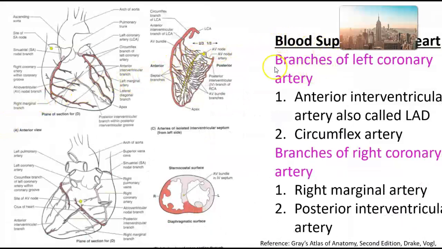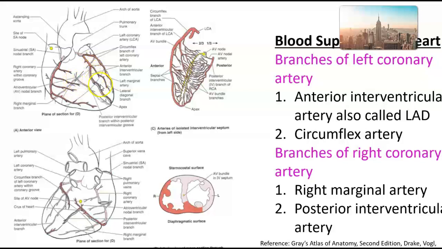Okay, so we have branches of the left coronary artery and branches of the right coronary artery. The major branch of the left coronary artery is the LAD, the anterior interventricular artery. We also have another branch, the circumflex artery, and from the anterior interventricular artery we sometimes get one or more lateral diagonal branches. From the right coronary artery we get the right marginal artery and the posterior interventricular artery.